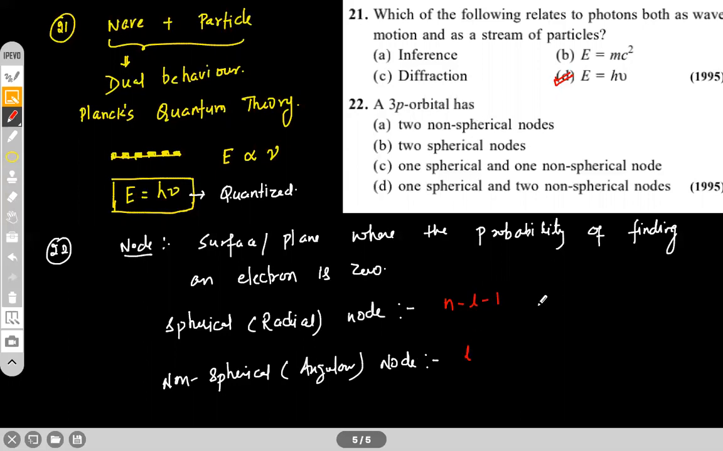So for the 3p orbital, the number of spherical nodes is 3 minus p value, that is 3 minus 1 minus 1, which is 1, and there is only one angular node, right? So we have one spherical node and one angular node. Let's see the options now. Two non-spherical nodes, not correct. Two spherical nodes, not correct. One spherical and one non-spherical, this is correct. One spherical, two non-spherical, this is wrong. So the answer for this question is option C. I hope you get it.